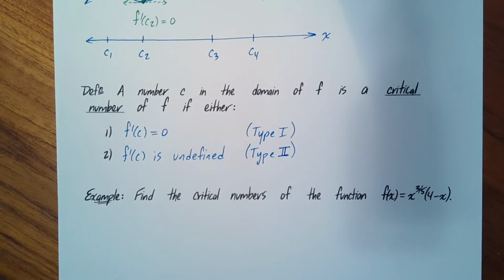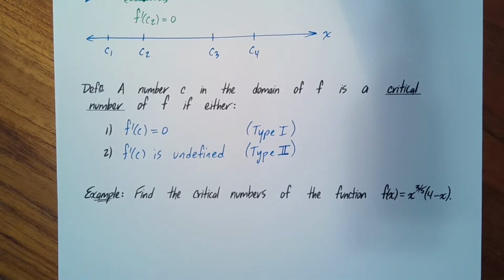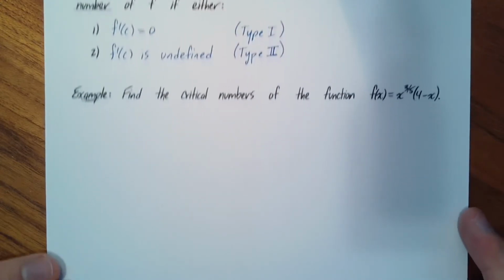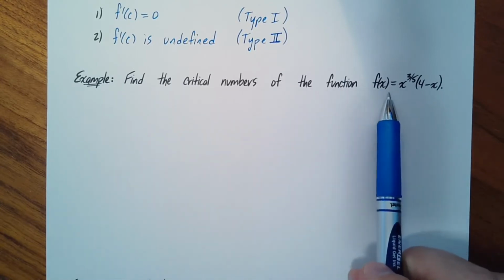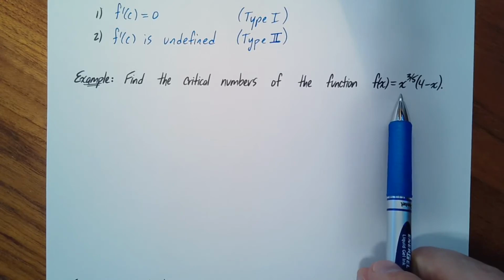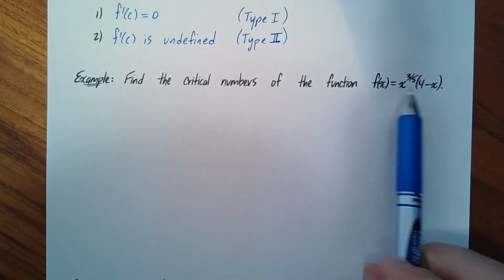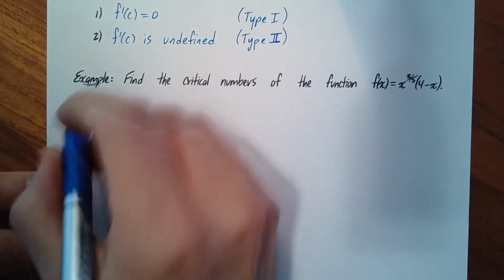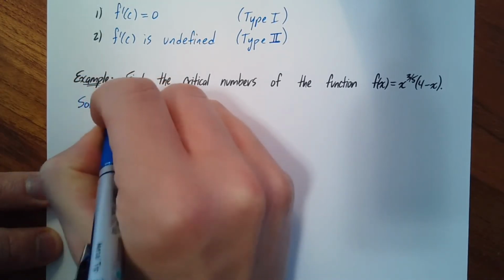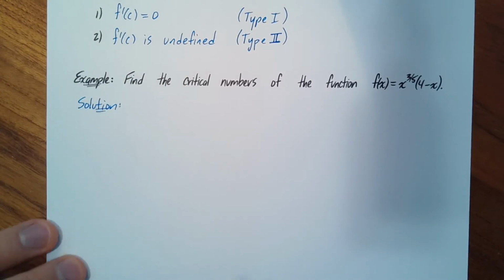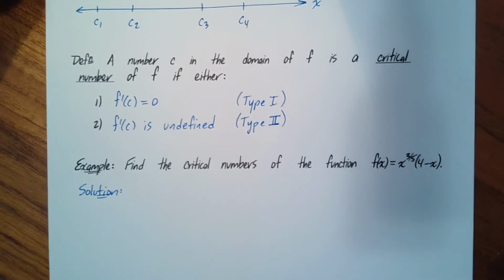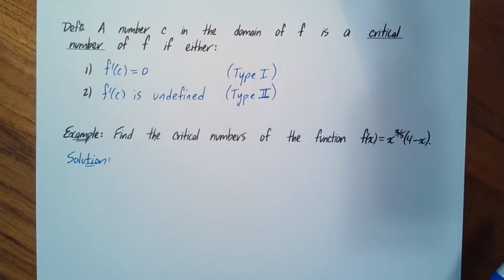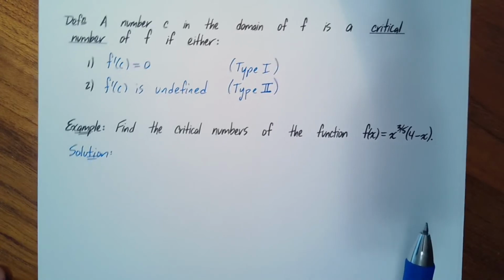Okay, so let's look at an example, and then we can find all the critical numbers, both of type 1 and type 2, of a given function. So here we've got an example which asks us to do exactly that. And the function in question here is f of x is equal to x to the 3/5 multiplied by 4 minus x. So let's go ahead and find the critical numbers. How are we going to start? Well, the definition of critical number kind of tells you what you need, right? If the definition involves the derivative of the function, we're probably going to need the derivative. So let's start by finding f prime of x.